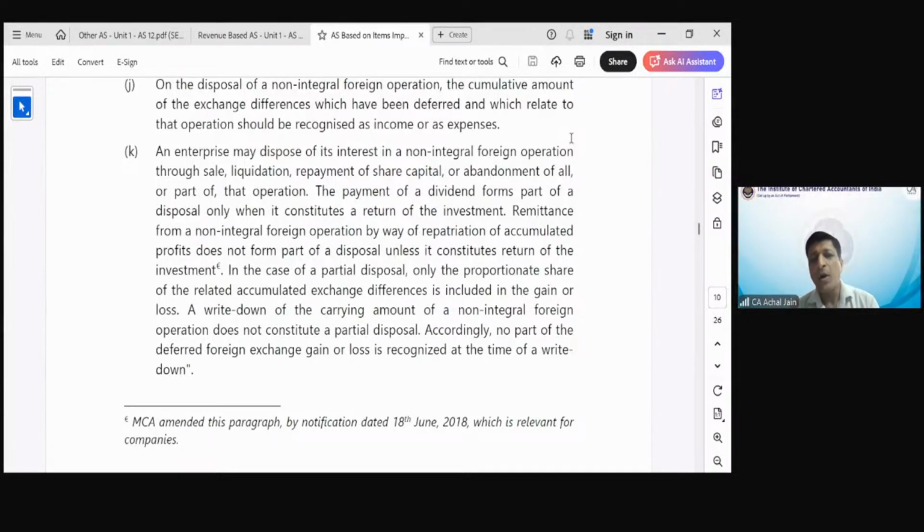See, it is talking about the disposal. So when you dispose of any sort of foreign operation, what is the accounting treatment that you'll do? Of course, you will recognize the gain or loss. You'll also stop the consolidation in that case.